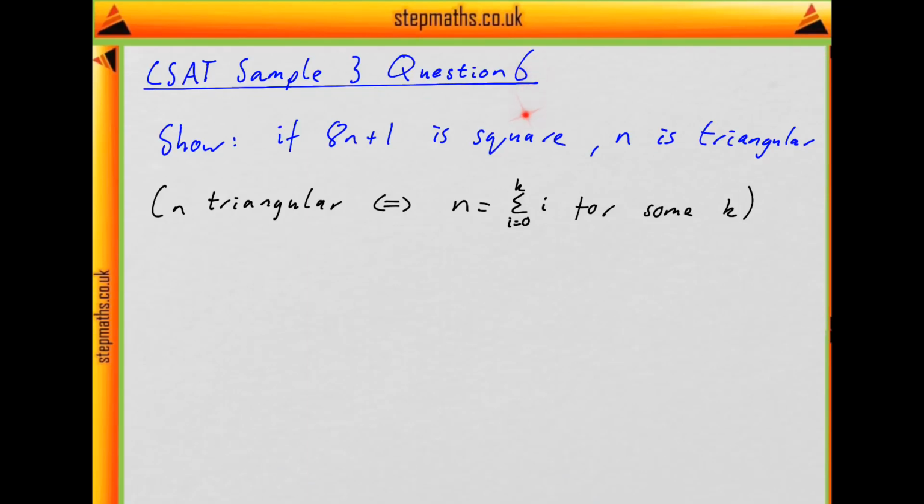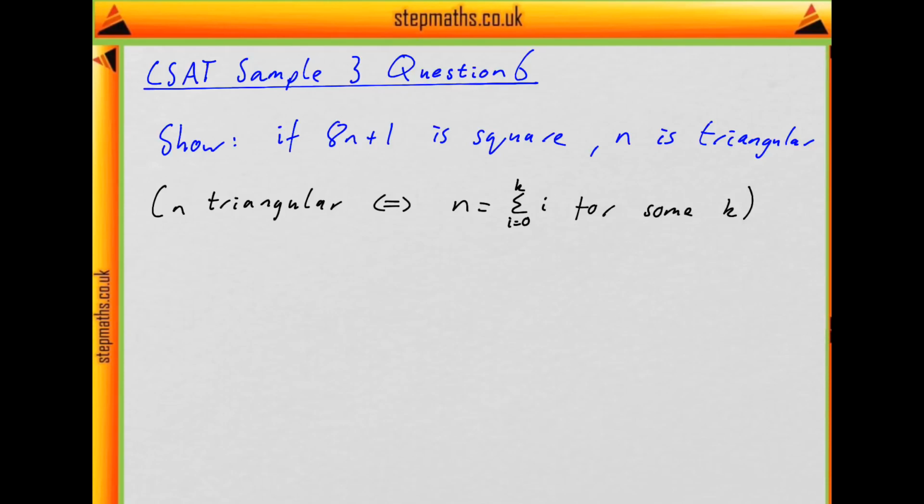This is question 6 from the third CSAT sample paper, and in this question we're asked to show that if 8n plus 1 is a square number, then n is a triangular number, where a triangular number is a number that's the sum of all the numbers between 0 and k for some k. Okay, so if you want to have a go at this question yourself, pause the video now.